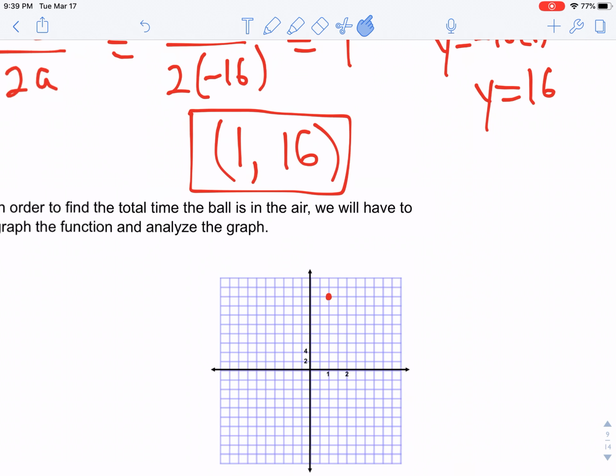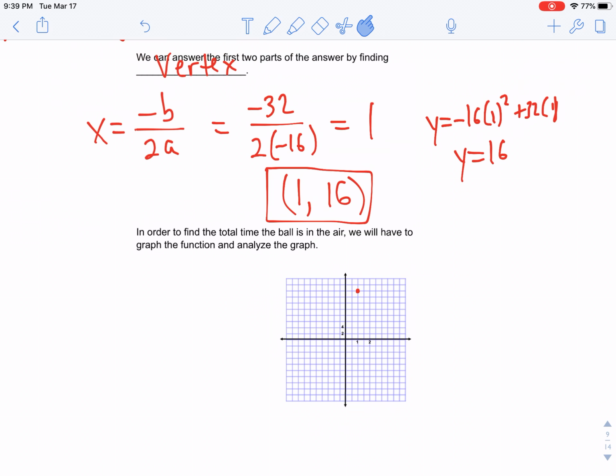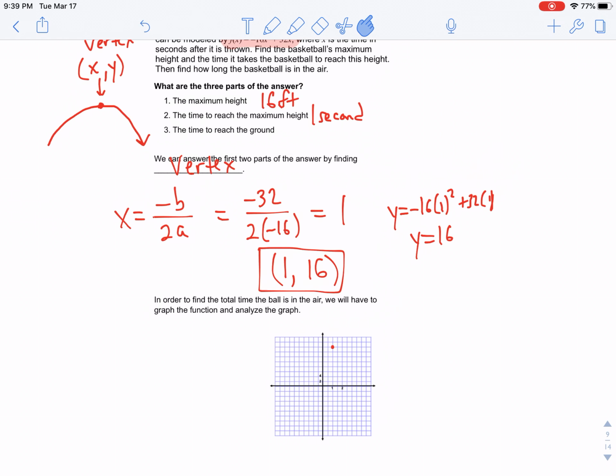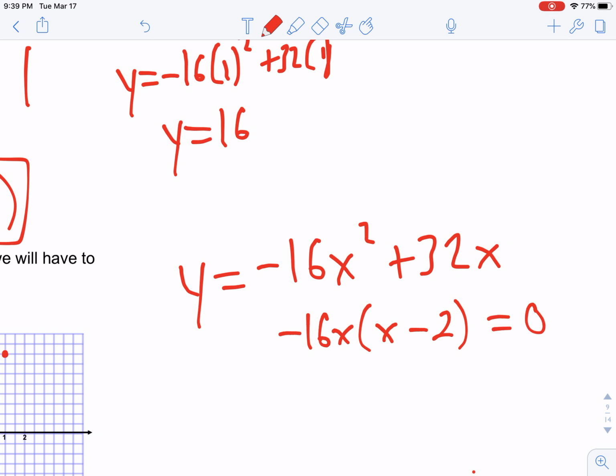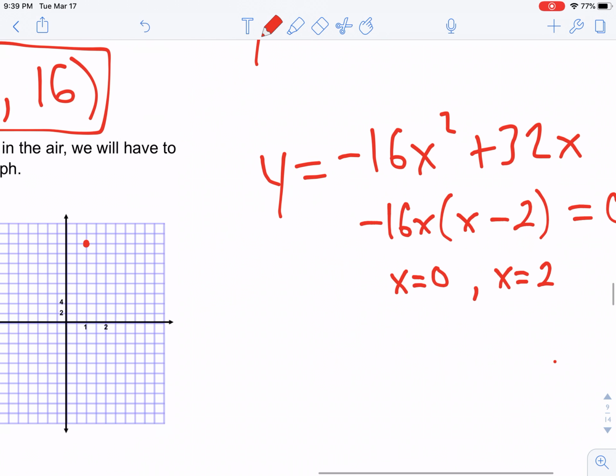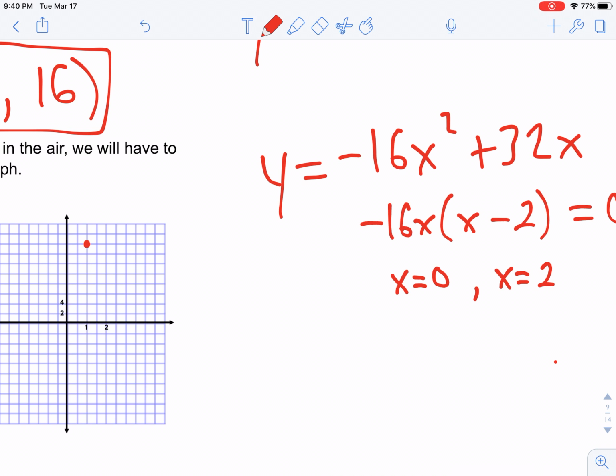And then we want to figure out when it hits the ground. So we'll take the function and we're going to want to factor it. Negative 16x squared plus 32x. We could pull out a GCF. Our GCF is negative 16x. What's left over is x minus 2. We set that equal to 0. So x is going to equal 0, and x is going to equal 2. Those are going to be our zeros of this function. So these are the zeros.